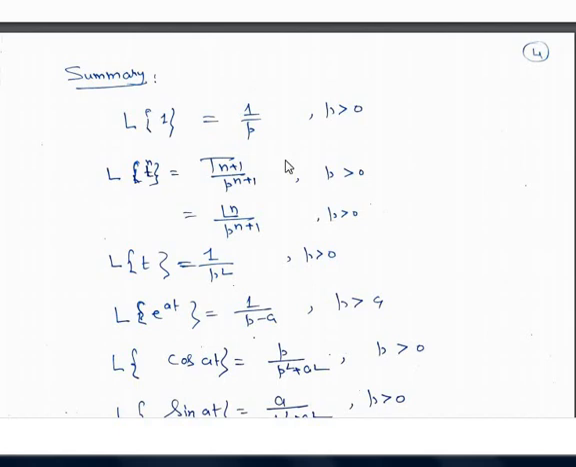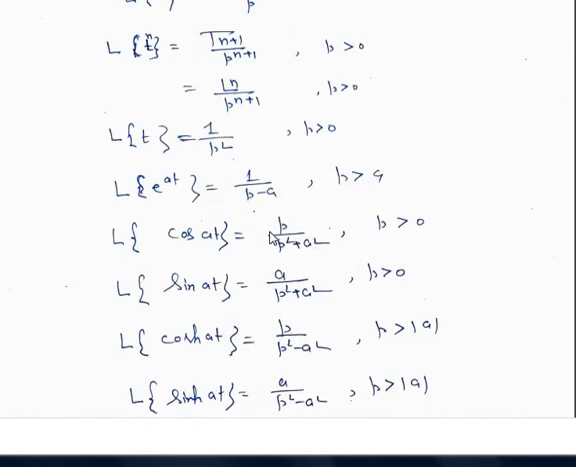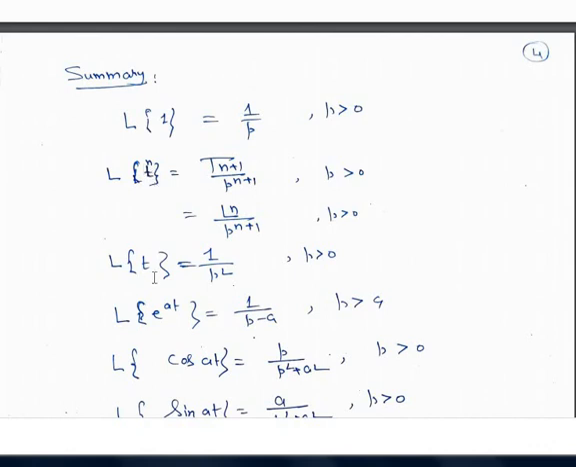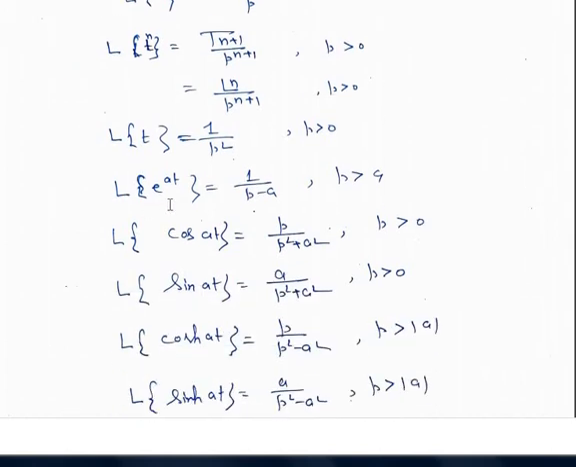Laplace transform of t to the power n is gamma n plus 1 upon p to the power n plus 1, which is equal to factorial n upon p to the power n plus 1. Now in this, if you put n is equal to 1, we have L of t is equal to 1 upon p square. Laplace transform of e to the power at is 1 upon p minus a. Laplace transform of cos at is p upon p square plus a square. Laplace transform of sin at is a upon p square plus a square. Laplace transform of cos hyperbolic at is p upon p square minus a square. And Laplace transform of sin hyperbolic at is a upon p square minus a square.